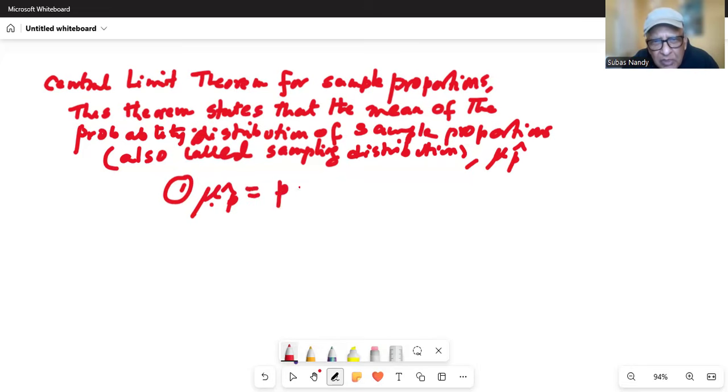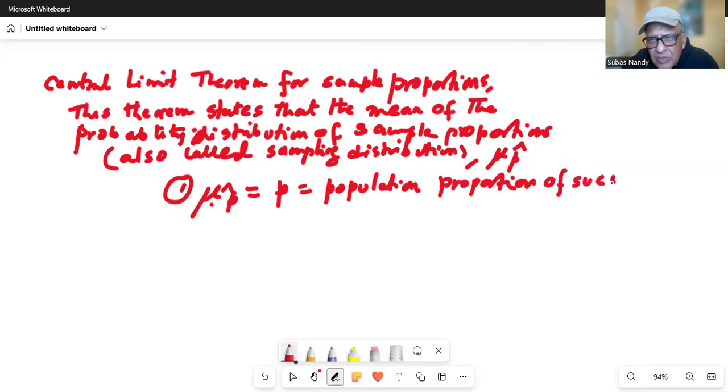is equal to p, which is the population proportion of success. So you may ask, what is success? Suppose you're tossing a coin and you're looking for head face up, then head is your success. So this is the first tenet, or the first thing that is stated by the central limit theorem. It basically locates the position of the mean of the sample proportion.